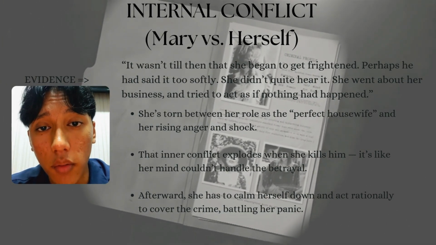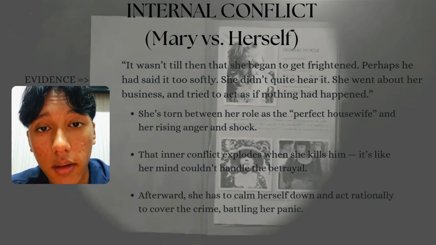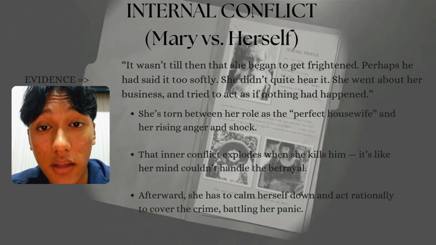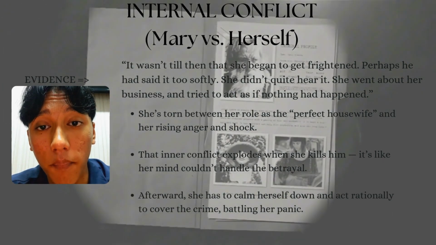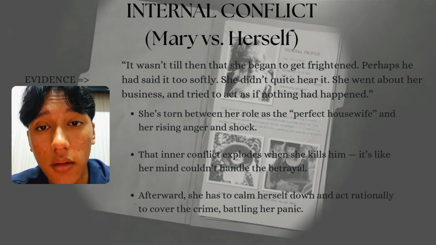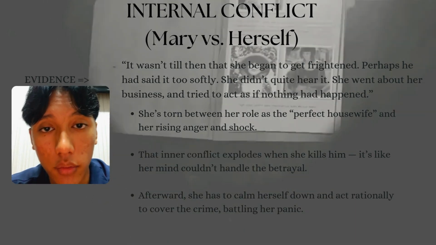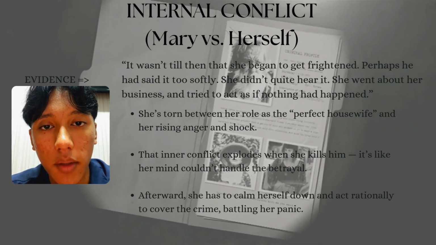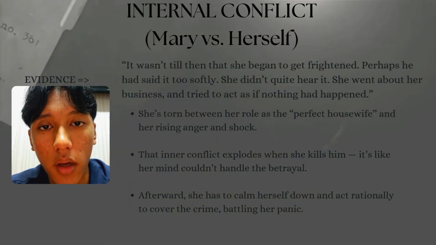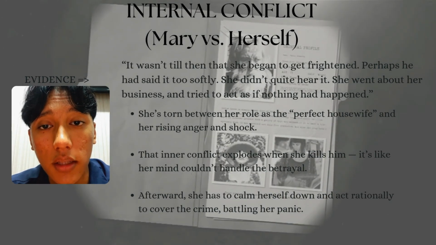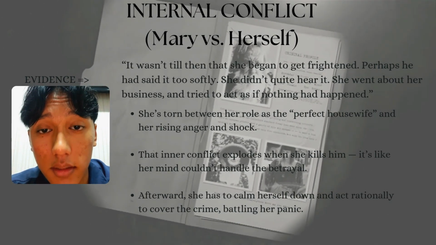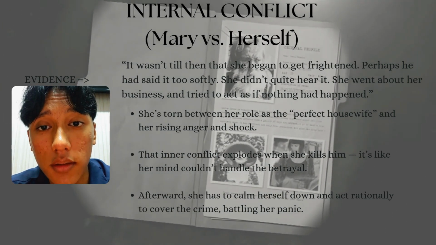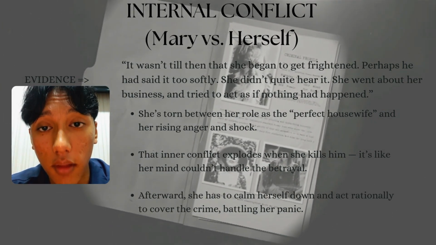Mary is torn between being the perfect housewife and her rising anger and shock. This conflict explodes when she suddenly kills Patrick with the frozen leg of lamb. Afterward, she forces herself to stay calm and plan how to cover the crime. As the story says, "it was until then that she began to get frightened." She went about her business and tried to act as if nothing had happened. This shows how Mary struggles to deny the truth and control her emotions, revealing her deep internal conflict.